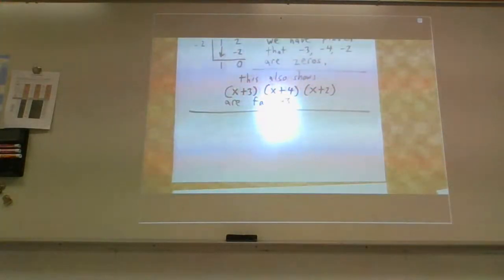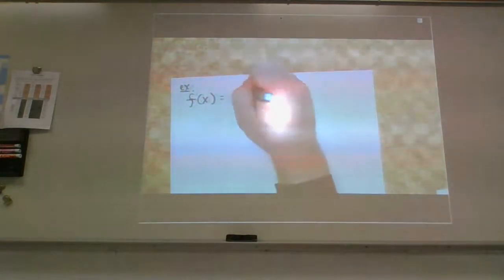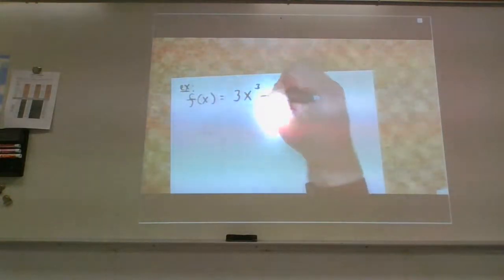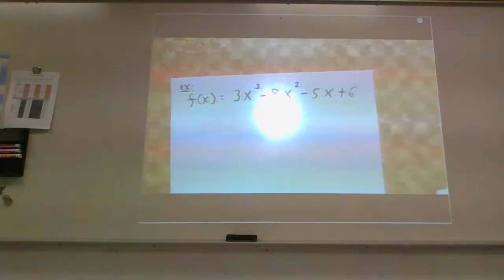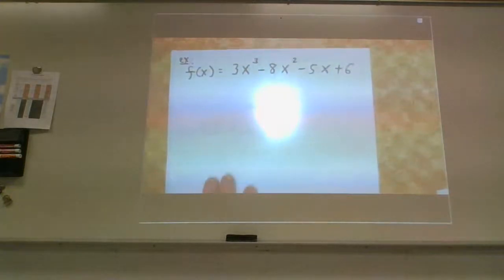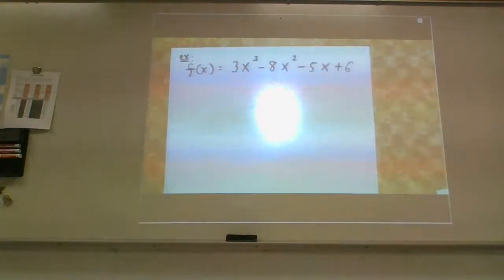Let's try a slightly new problem. Example. f of x equals 3x cubed minus 8x squared minus 5x plus 6. It is a new problem.